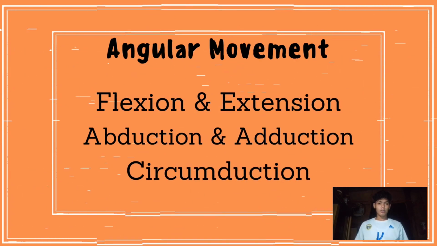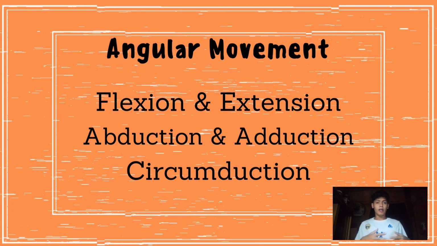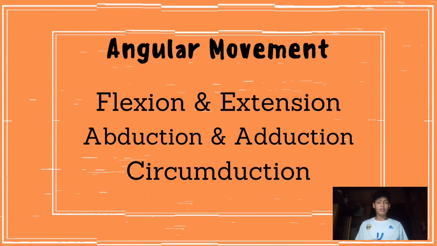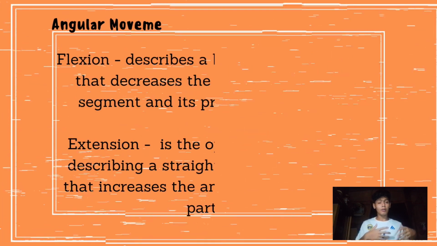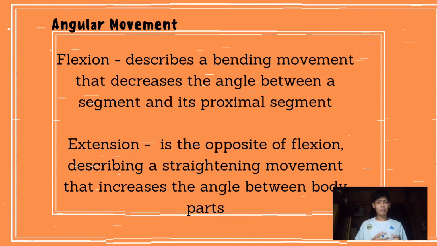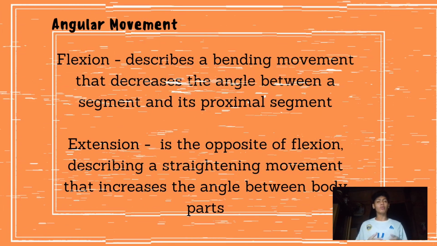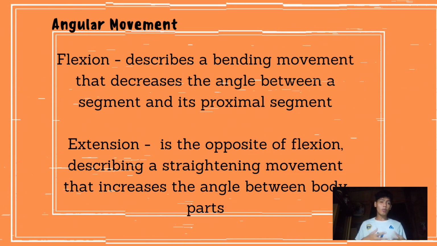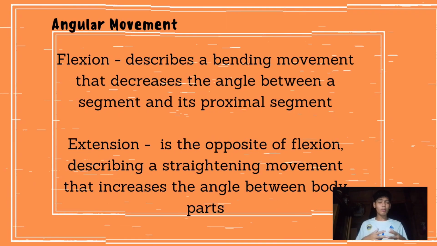So first is the angular movements. There are flexion, extension, then abduction, adduction. Then the last is the circumduction. And when we say flexion, it describes a bending movement that decreases the angle between a segment and its proximal segment. And when we say extension, it is the opposite of flexion, describing a straightening movement that increases the angle between the body parts.